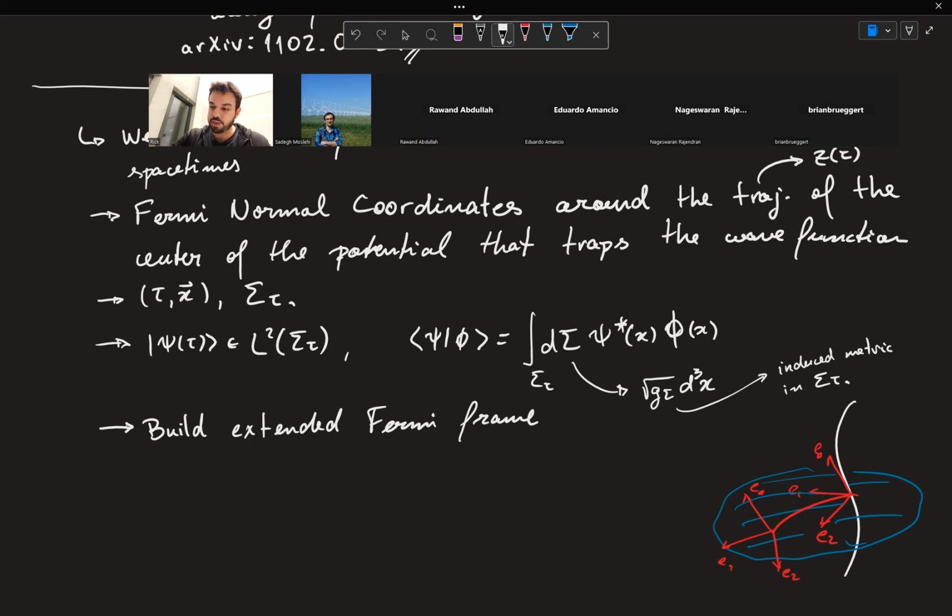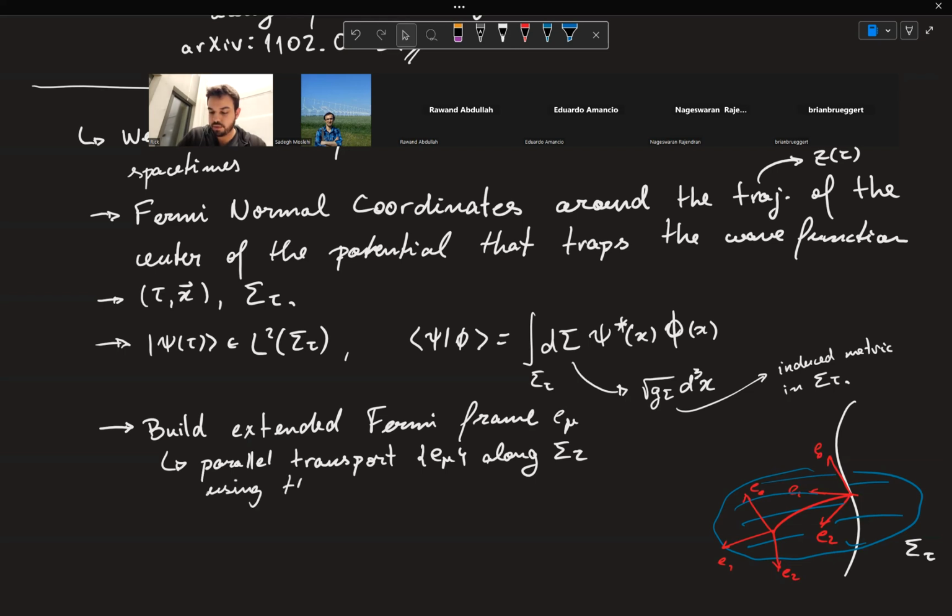So basically we build this frame by parallel transporting the frame E mu along the surface sigma tau, using the geodesics from before, from the construction, the ones emanating from the point z of tau.